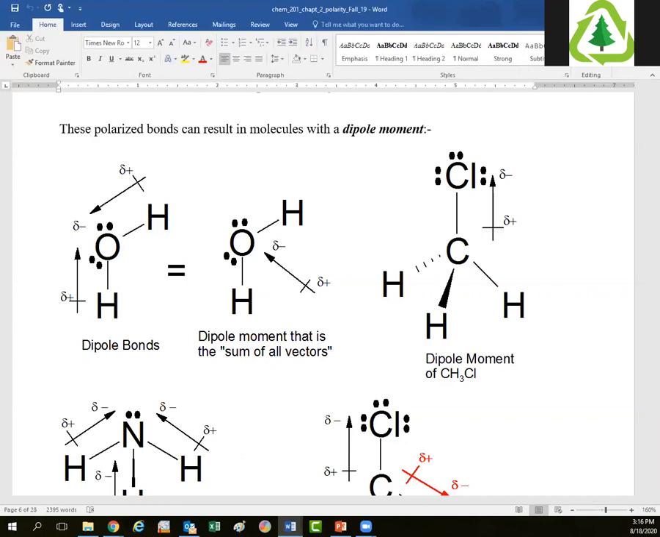We'll talk a little bit more about polarity, although we've gone through most of it. Most of tomorrow, we'll look at resonance structures, which is the big, big topic for chapter 2.